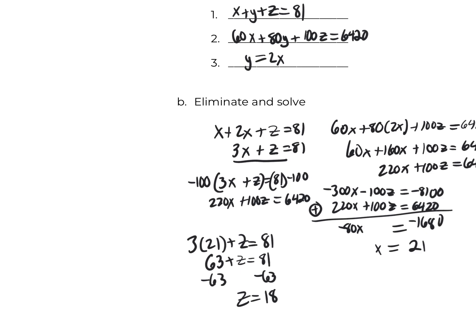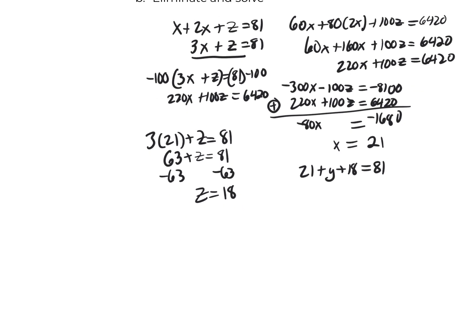Okay, so I've gotten two of the three variables. I also can go back to the beginning, one of the original equations. So I could do 21 plus y plus 18 equals 81. 21 plus 18 gives me 39. So y plus 39 equals 81. Subtract 39 from both sides. And I get 42.